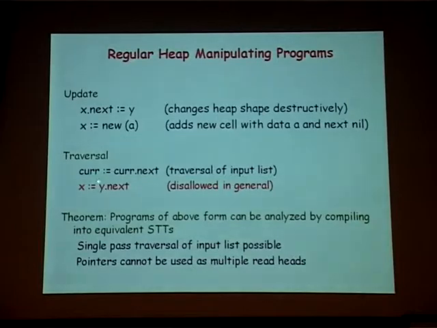Traversal. Current is treated as a special pointer. Initially current points to the beginning of the input list. And we can traverse the input list because that's essential. So current is assigned current.next. But what we disallow is x assigned y.next.